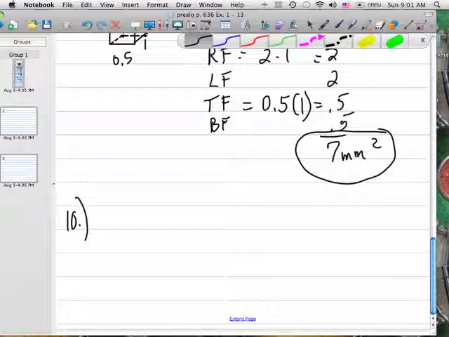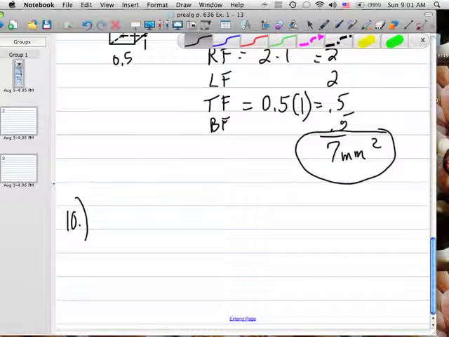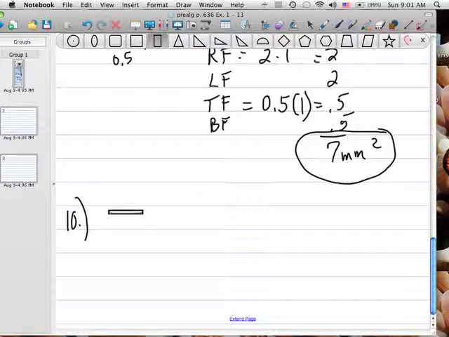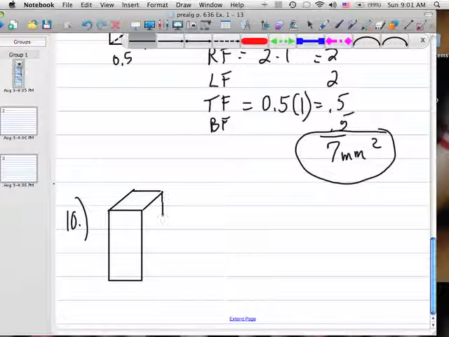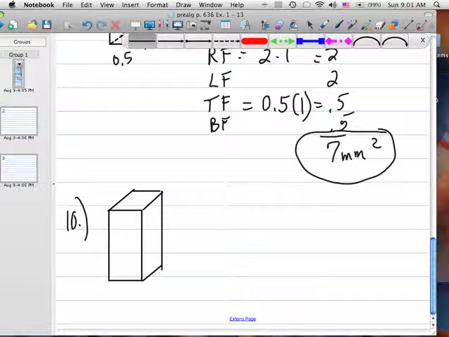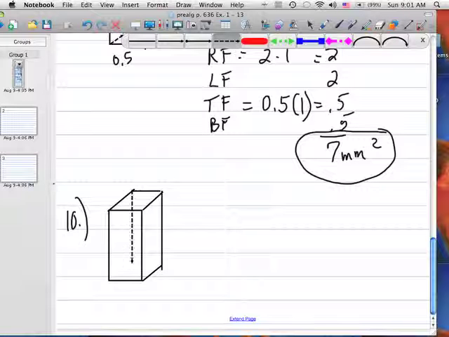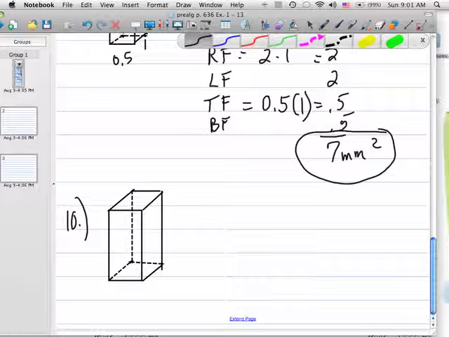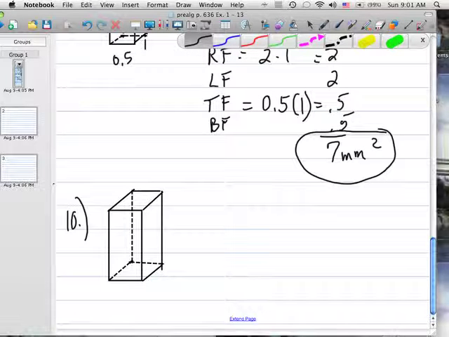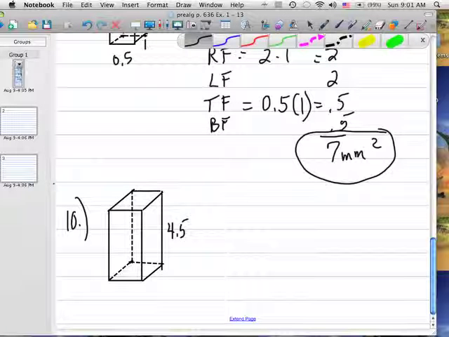Problem number 10, it says, what is the surface area of a box with a length of 10, a width of 8, and a height of 4.5? So a box is a rectangular prism. So we'll just go ahead and draw a rectangular prism and set it up. This time I do want you to draw the figure. So it has a length of 10, a width of 8, and a height of 4.5. I'm going to use 4.5. The width is 8 and the length is 10.